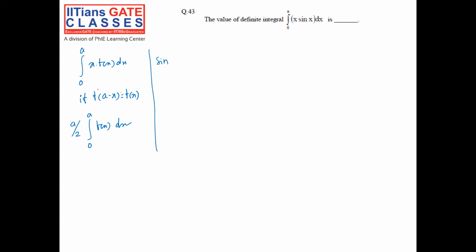Okay, so using this logic, we can simplify this current equation, because in this case a is equal to pi. So sine of pi minus x means sine of 180 minus theta is sine theta. So it's sine of x. Okay, so it satisfies the criteria. So we can rewrite this equation as pi by 2, since a is equal to pi in this case, 0 to pi f of x dx. F of x is sine of x dx. Integration of sine of x is minus cos x, varying limit 0 to pi.